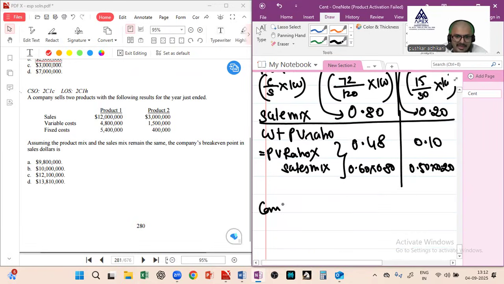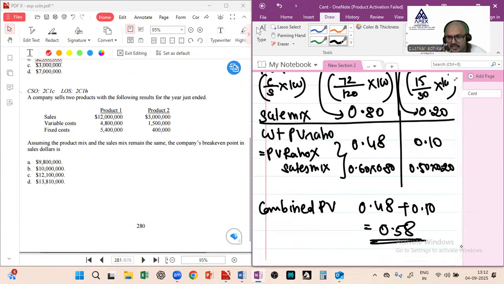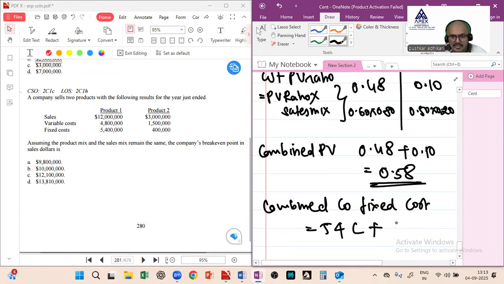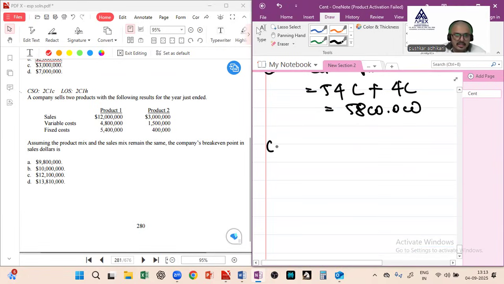Now what is my combined PV? My combined PV will be 0.48 plus 0.10, which is equal to 0.58. Now what is the combined company fixed cost? The combined company fixed cost is equal to 54 lakhs plus 4 lakhs, which is 58 lakhs. Please pay attention.